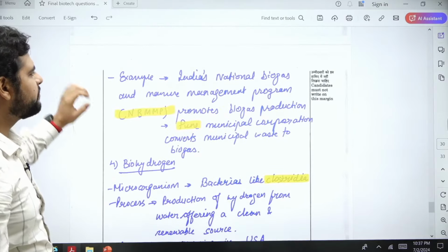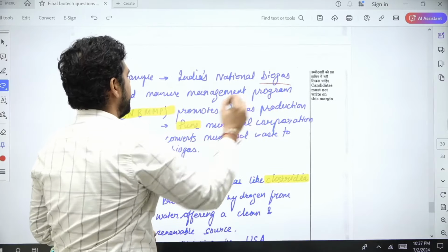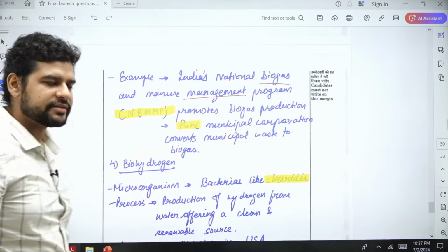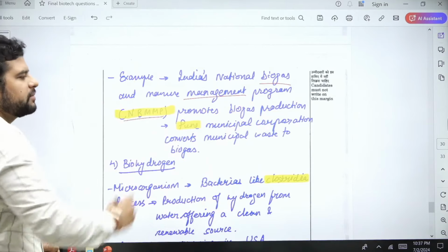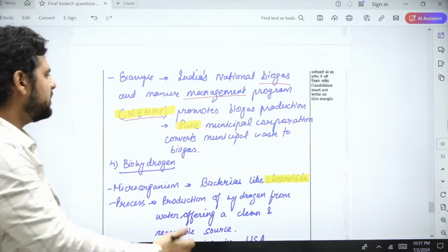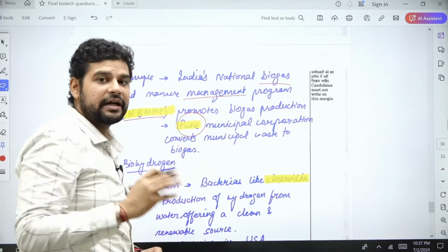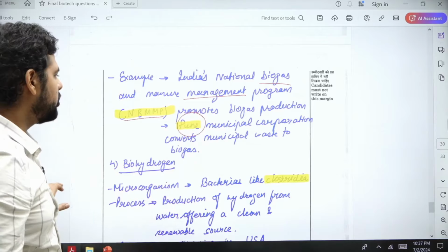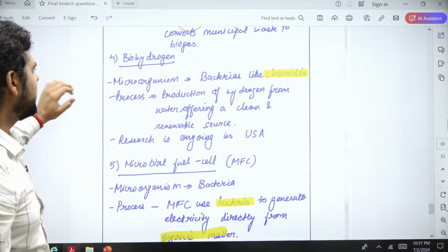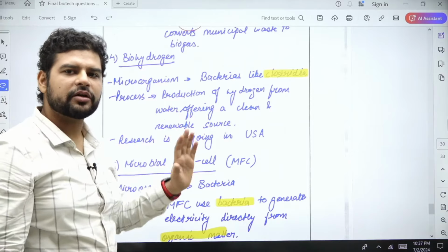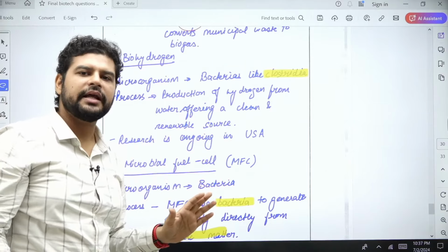What are the examples? We have a biogas and manure management program. We have a national program on this which promotes biogas production. And then Pune Municipal Corporation, they convert the municipal waste into biogas. Next, now we'll come to some technologies which are new and lesser known, right?